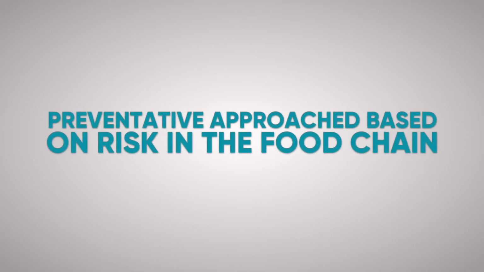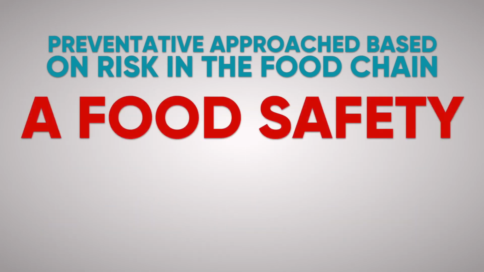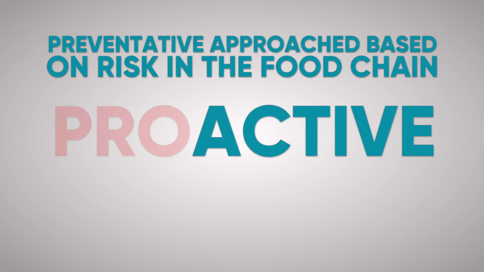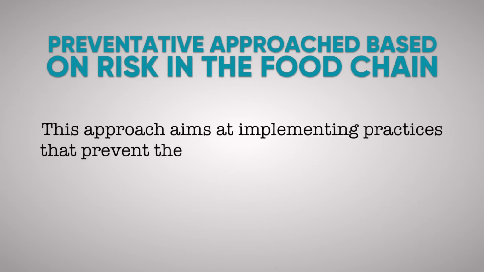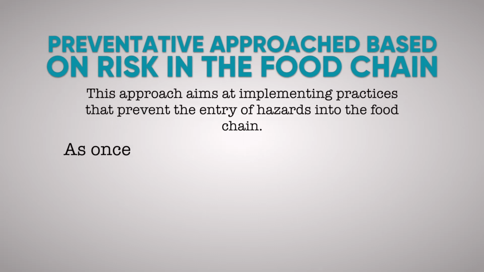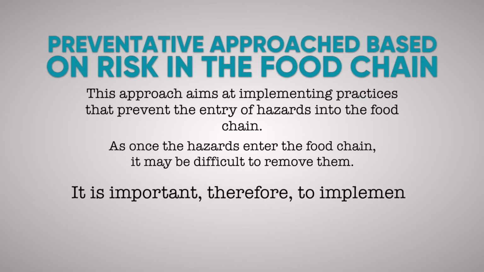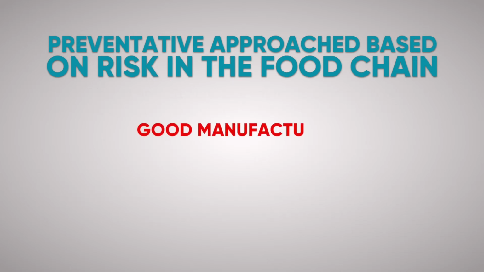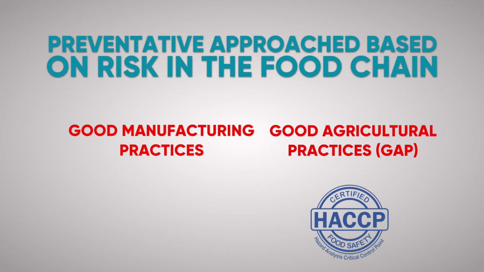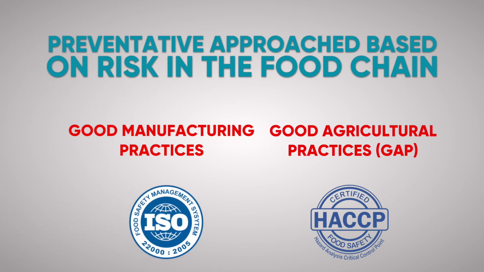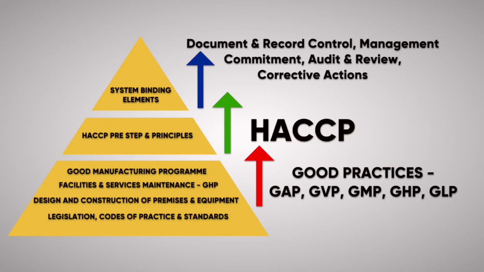The preventative risk-based approach is recommended. This approach is followed rather than being a response to mitigating a food safety concern, allowing us to be proactive rather than reactive. This approach aims at implementing practices that prevent the entry of hazards into the food chain, as once the hazards enter the food chain, it may be difficult to remove them. It is important, therefore, to implement good practices such as good manufacturing practices, GAP, hazard analysis and critical control points, and food safety management system. The basic good practices are the foundation of food safety across the food chain.